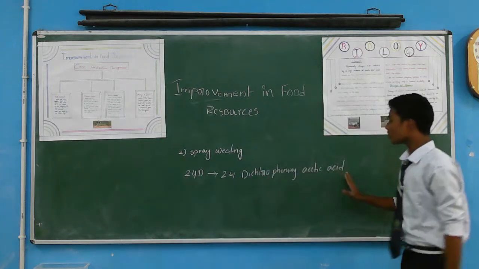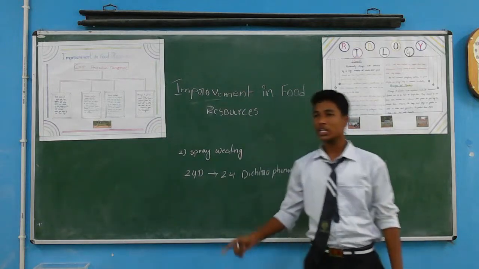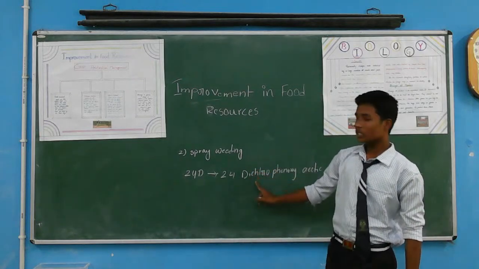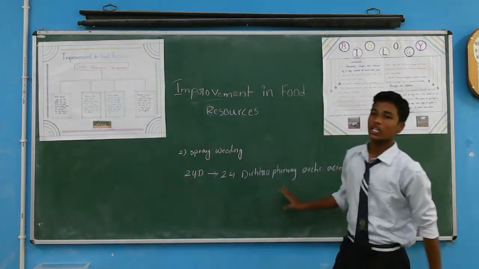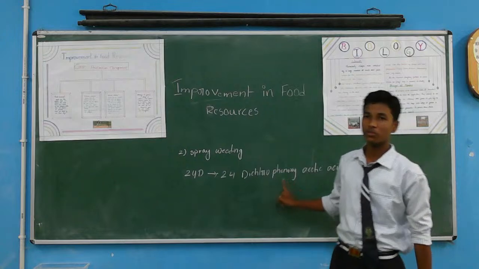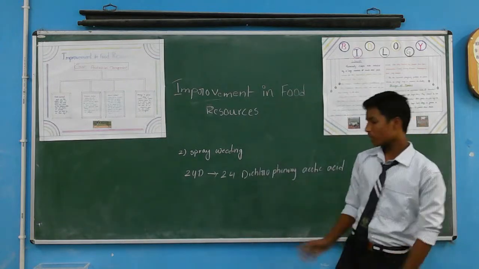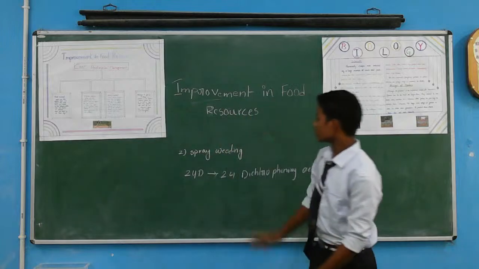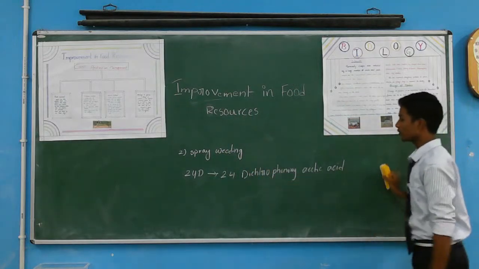2,4-D acetic acid is dissolved in water, and by using a spraying machine, we can spray this weedicide onto our cultivated field. So with the help of 2,4-dichlorophenoxyacetic acid, we can resist those weeds in their growth. By using spray weeding also, we can resist the weeds in our cultivated field.